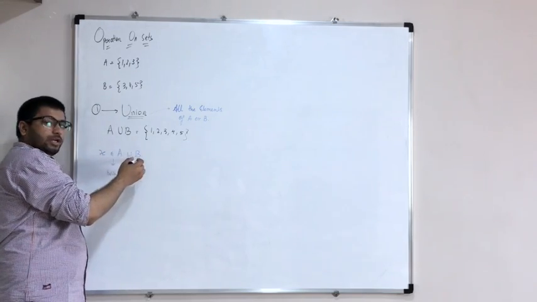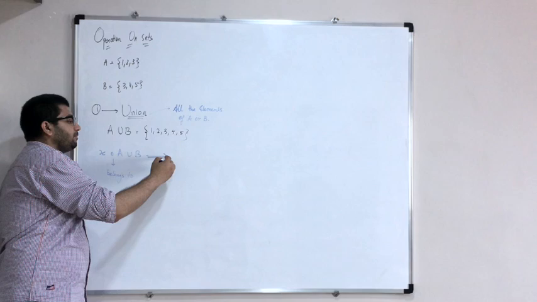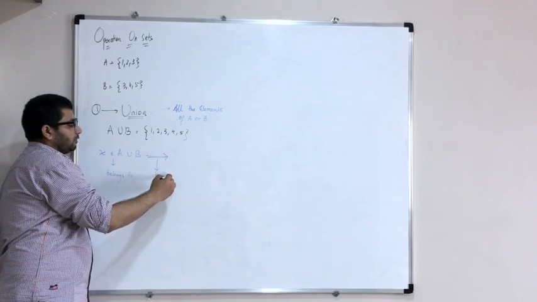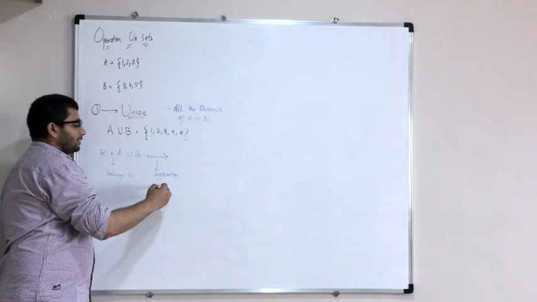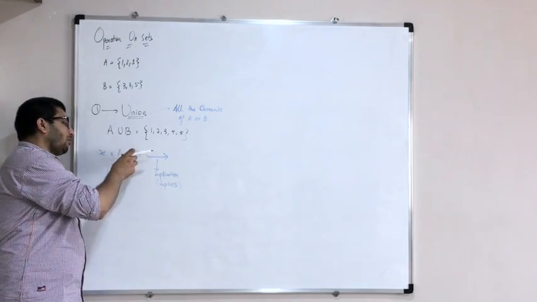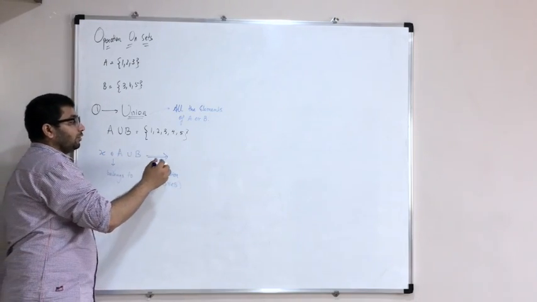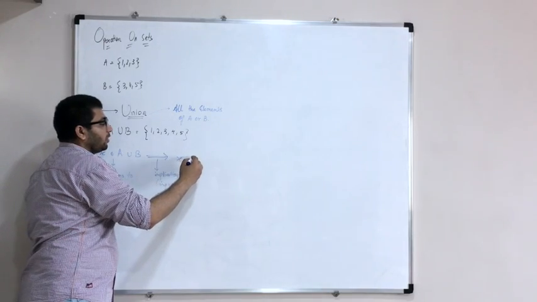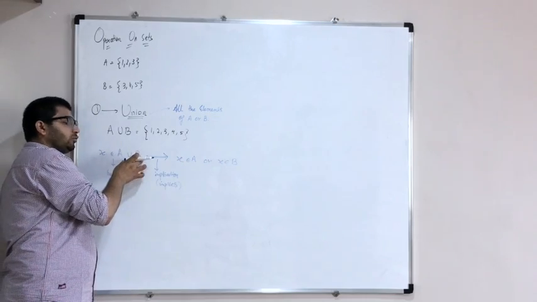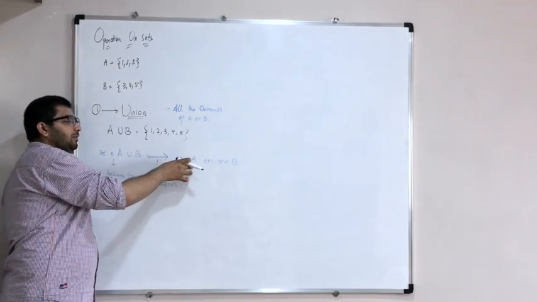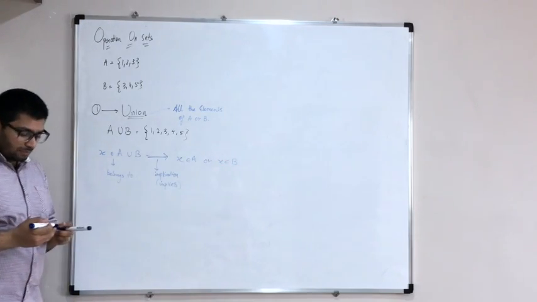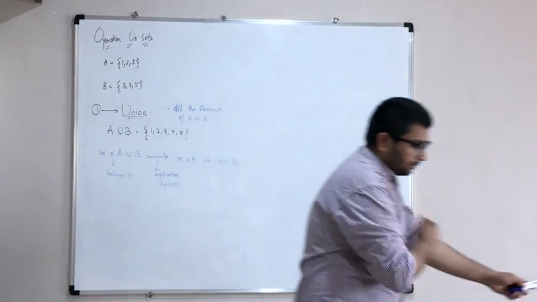So when I say X belongs to A union B, this is nothing but an implication. What is this? Implication. Or I can say implies. Implies means from this I am concluding that if X is in A and B together, X will be either in A or in B. So if I am saying that X belongs to A union B, this implies X will be in A or X will be in B. This is the application of A union B.